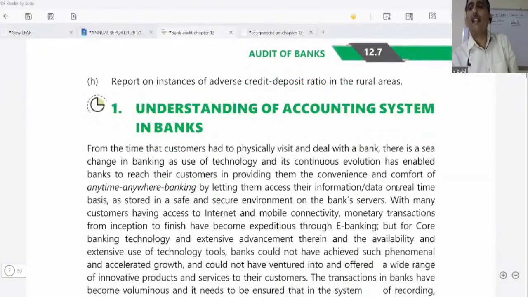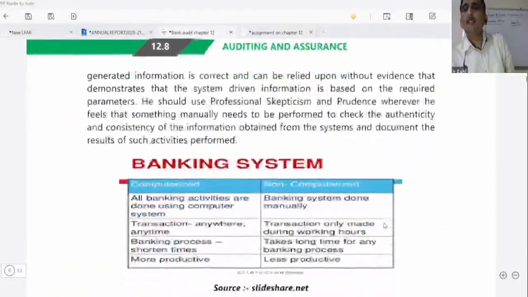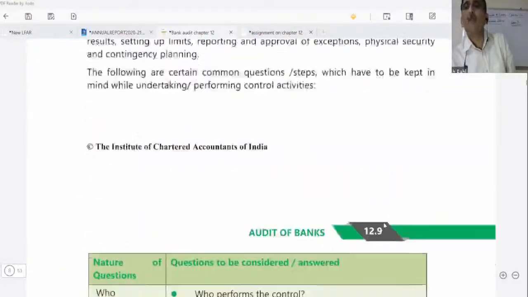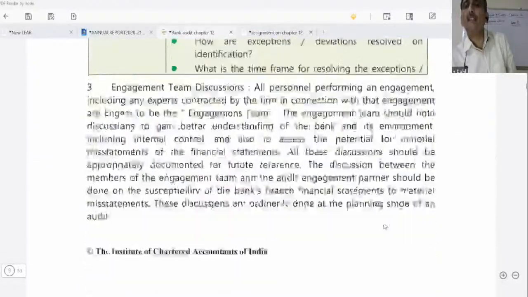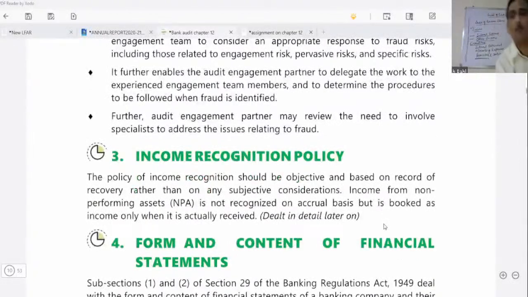Now these are general things: understanding of the accounting system in banks, bank audit approach, audit plan. These are two general things. Now income recognition policy, again very important.